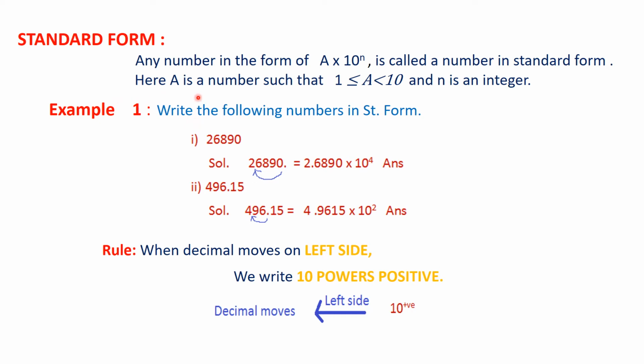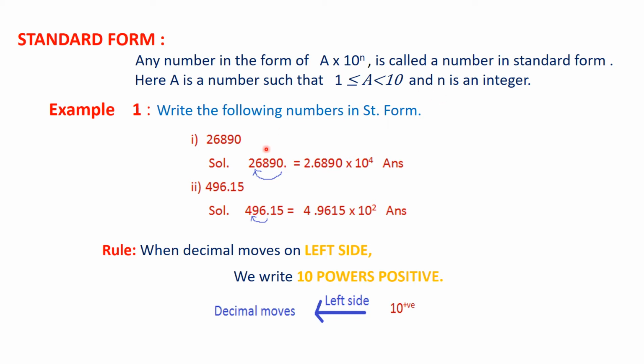Standard form. Any number in the form of a multiplied by 10 power n is called a number in standard form. Here a is a number such that 1 is less than or equal to a, and a is less than 10. It means this number a will always be between 1 and 10. It is never 10 and never greater than 10. And n is an integer. This integer may be positive or negative, or it may be 0, but it is not a decimal or a fraction because it is an integer.